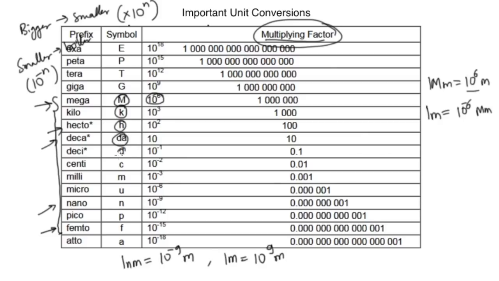So deca, then deci. Okay, then comes your centi, then your milli, then micro, nano, pico, femto, and atto. Okay, so this is how it is. So atto is 10 to the power minus 18, femto is 10 to the power minus 15, and one more is missed out over here. So angstrom, okay, 1 angstrom is 10 to the power minus 10 meter.